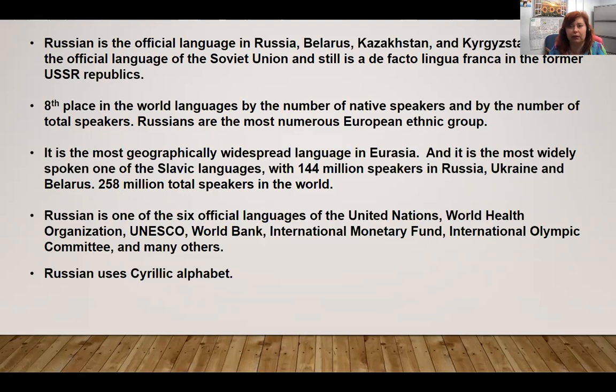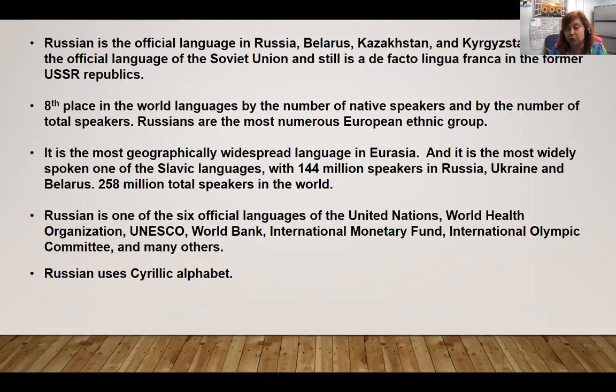So these are some things about the Russian language. It is the official language of Russia, Belarus, Kazakhstan, and Kyrgyzstan. Belarus, Kazakhstan, and Kyrgyzstan have double languages. They have their own language, which is Belarusian, Kazakh, and Kyrgyz. And also they have the Russian language as a second state language.